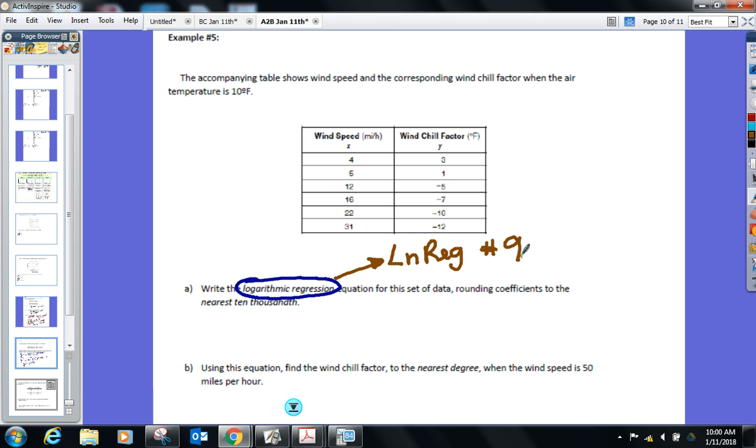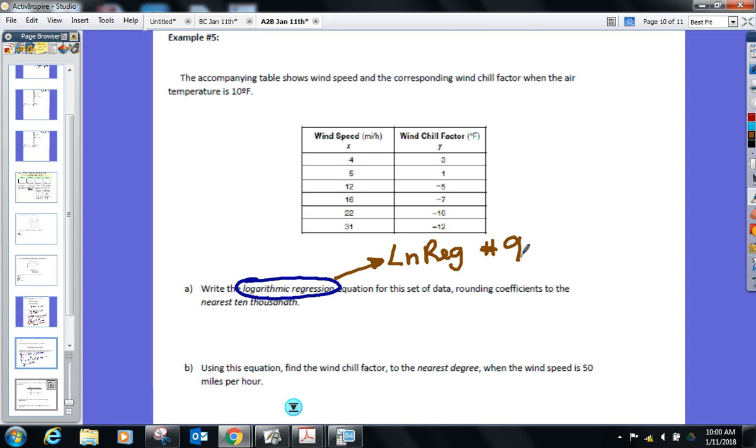Ready? Tenths, 1 decimal. What's next? Hundredths, 2. Thousandths, 3. Ten-thousandths, 4. Yes. So I'm looking for 4 numbers after the decimal right now, so you're looking at that 5th one. Okay? So here we go.